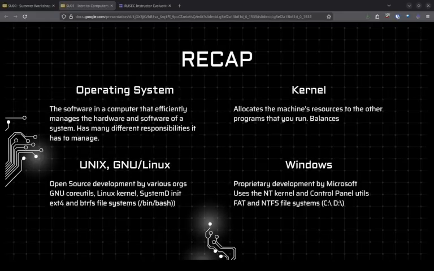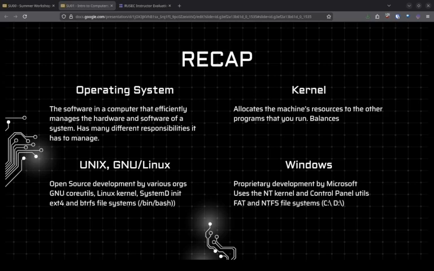Promise this is the end. So just to recap, the operating system is software in the computer that basically manages all the hardware and makes sure it is used in the most efficient manner. It has lots of different responsibilities it has to handle, but it does it well, and we don't think our operating system's enough. The second most important thing is the kernel. This allocates all the machine's resources to the other programs that you run. It balances hardware, software, and the user.